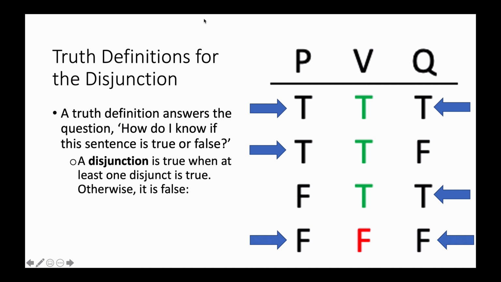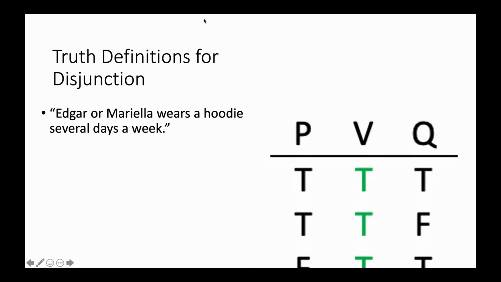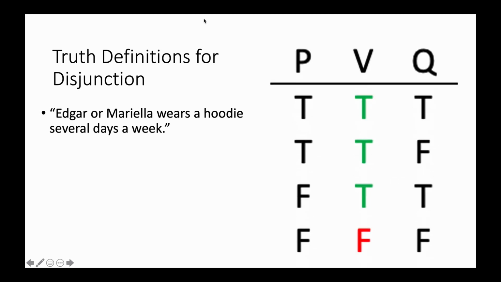Let's look at an example. Edgar or Mariella wears a hoodie several days a week. That sentence is true provided at least one of them wears a hoodie. So row 1, row 2, and row 3. When it's not the case that Edgar wears a hoodie, that is, when it's false that Edgar wears a hoodie, and when it's false that Mariella wears a hoodie, it's false to say one or the other does.